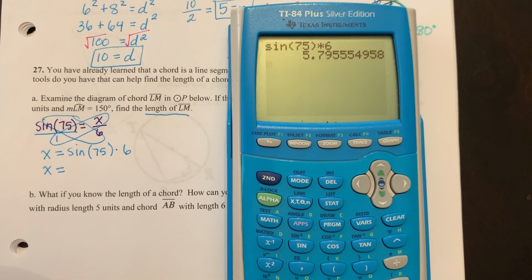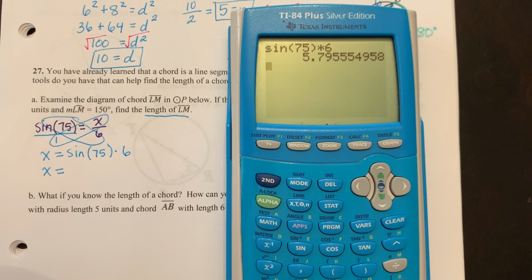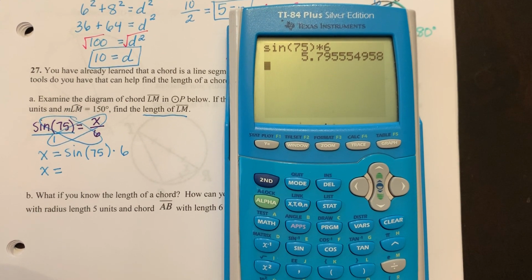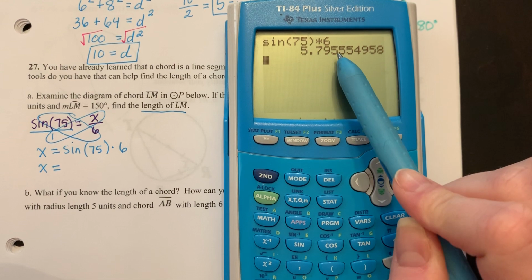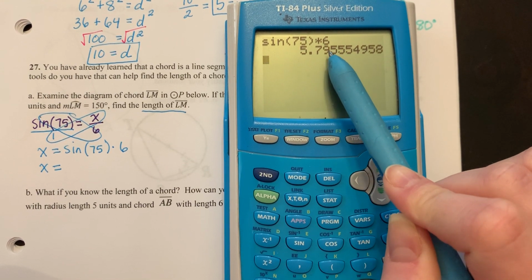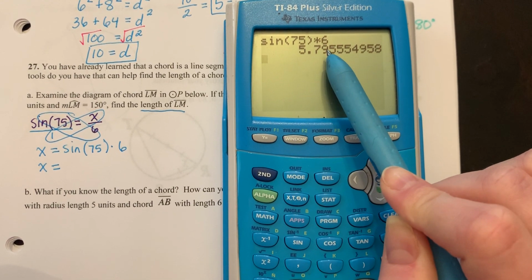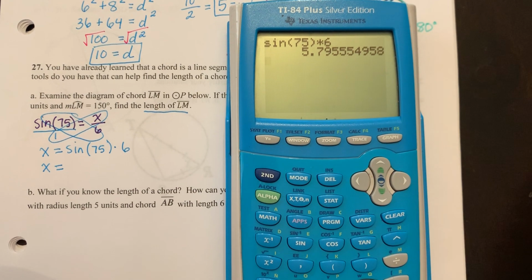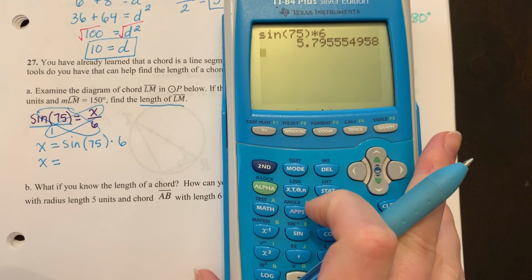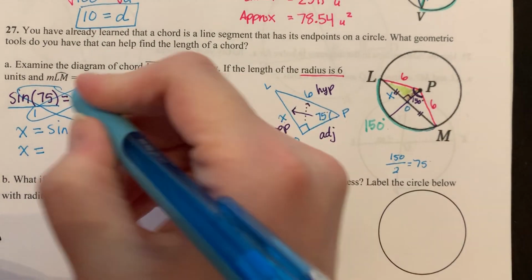And so our X value is going to be 5.80 when we round this. So the 5 is rounding the 9 up to a 10, but a 10 won't fit. 10 rounds the 7 up to an 8. So 5.80 is going to be our answer.